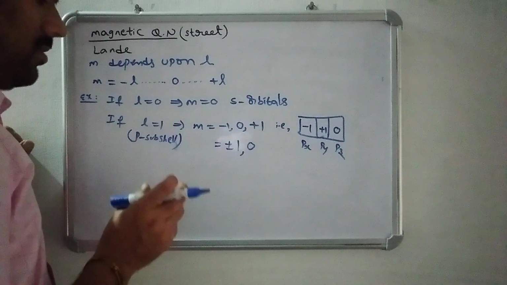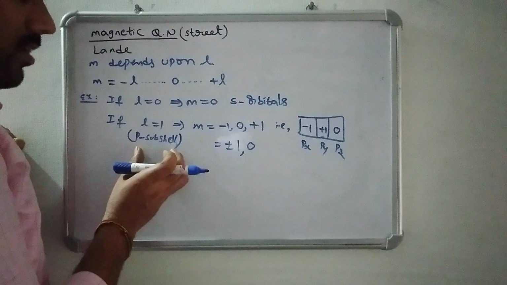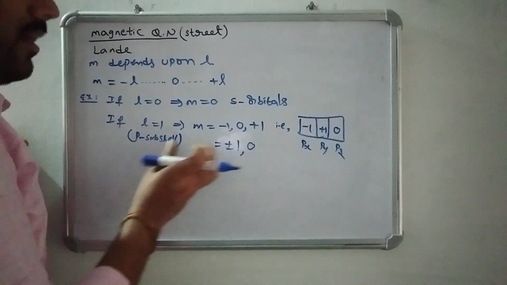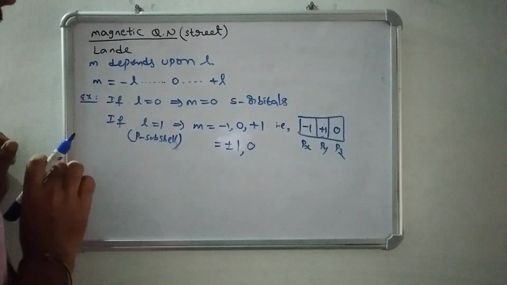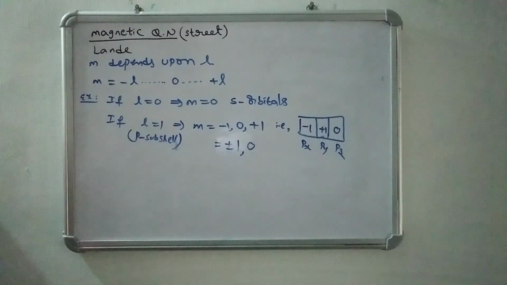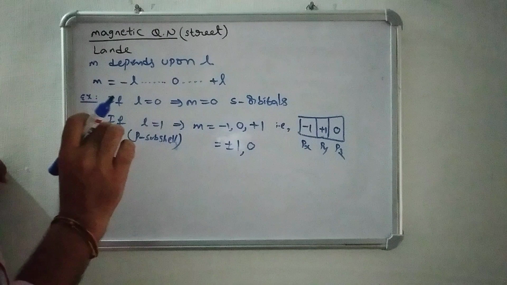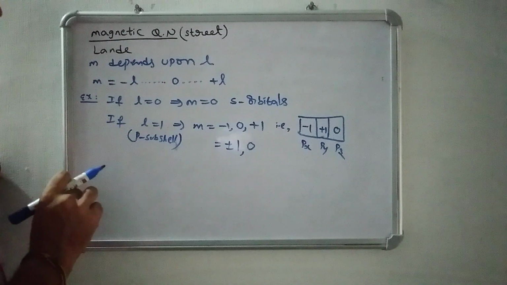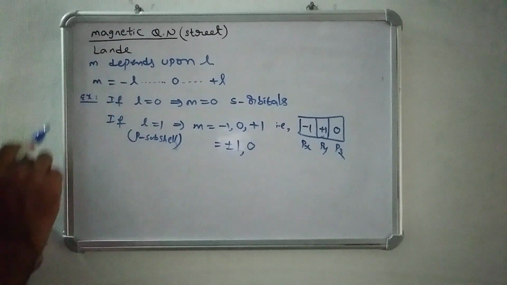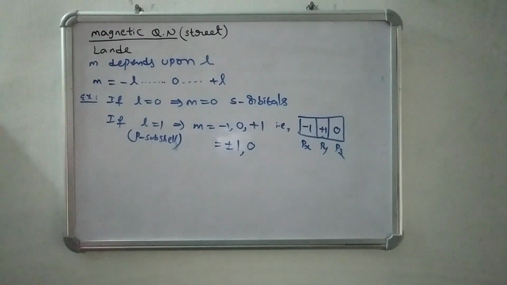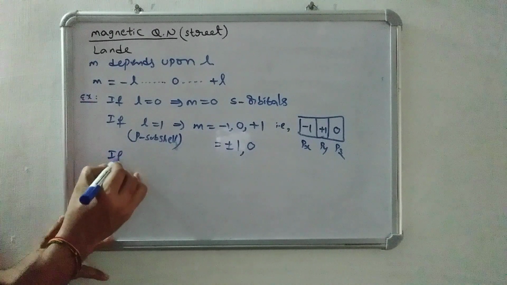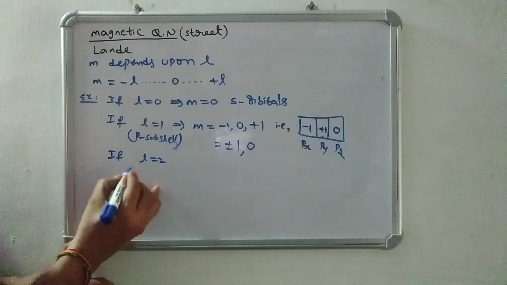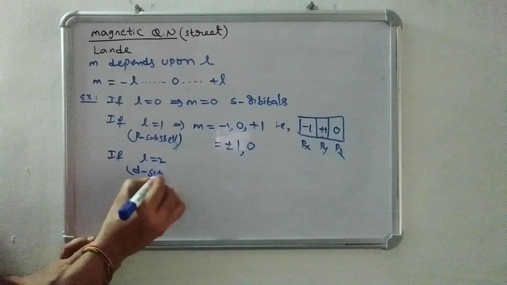If we take a particular subshell, how many orbitals are there in that subshell? That kind of information is given by M. If we consider any subshell, then we can know how many orbitals are present in that particular subshell. That kind of information is given by the magnetic quantum number M. Understood? For example, if L is equal to 2, which is the d subshell.